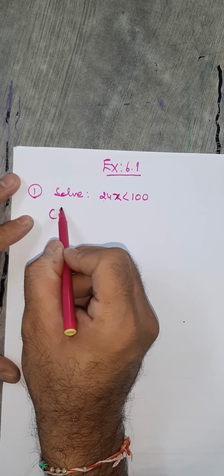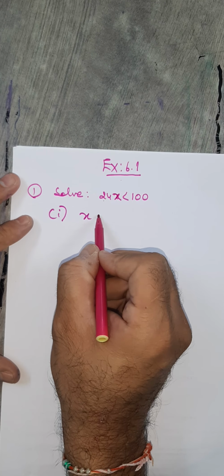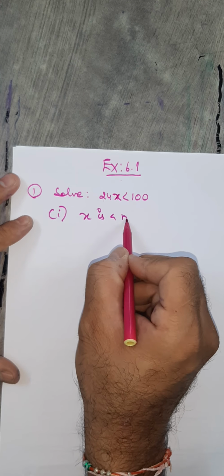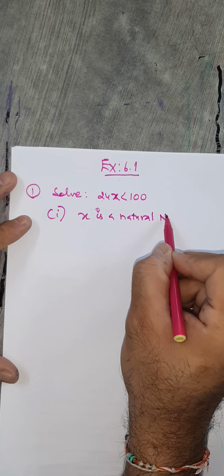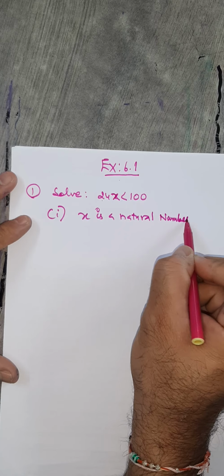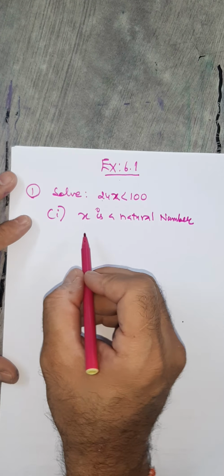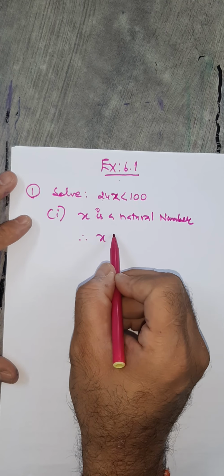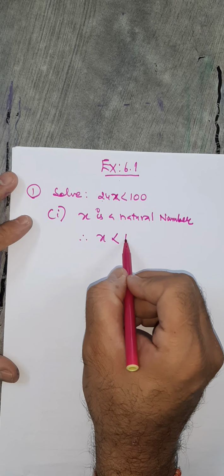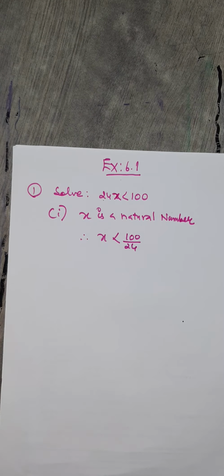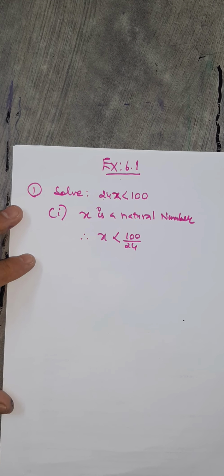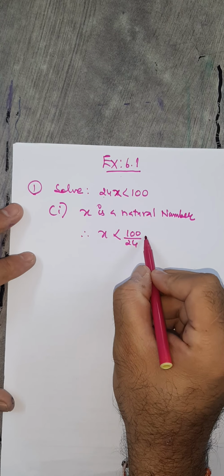Now there are two sub-questions. The first one: x is a natural number, that means a positive integer. So I'll find x from this by dividing by 24. So 100 by 24.